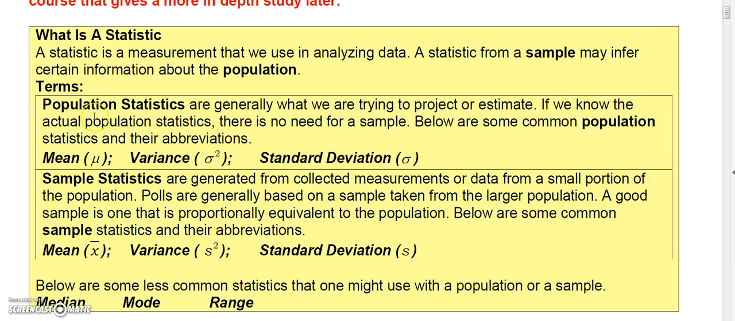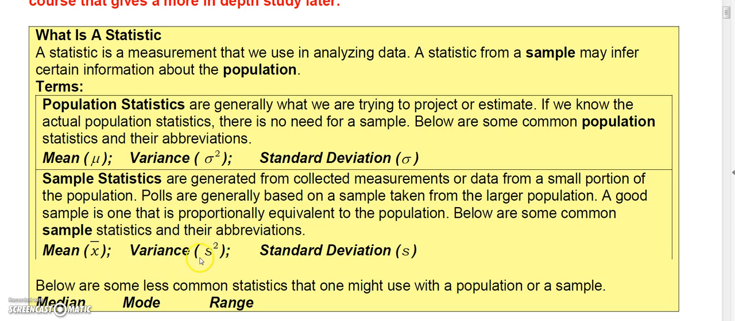We have population statistics, and generally you don't know the population statistics because one of the main emphases of statistics is to take samples in order to try to estimate the population statistics. But some common population statistics we're going to talk about here is the mean. This is the population mean using the Greek letter mu. The population variance, which uses the Greek letter sigma squared, and the population standard deviation, which uses the Greek letter sigma.